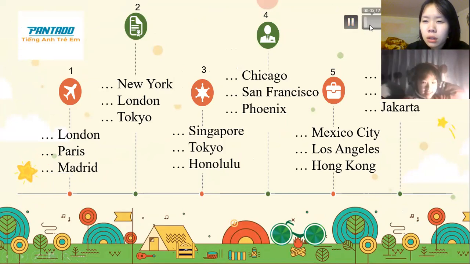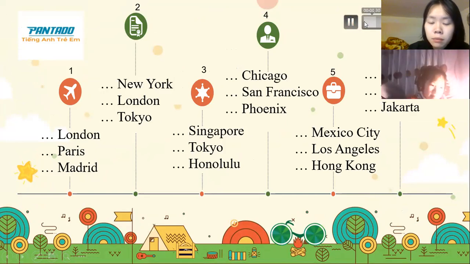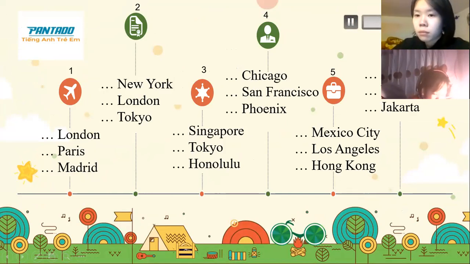Activity 5. Comparing the prices of things in 3 different cities. Listen and list the cities from the most expensive, 1, to the least expensive, 3.